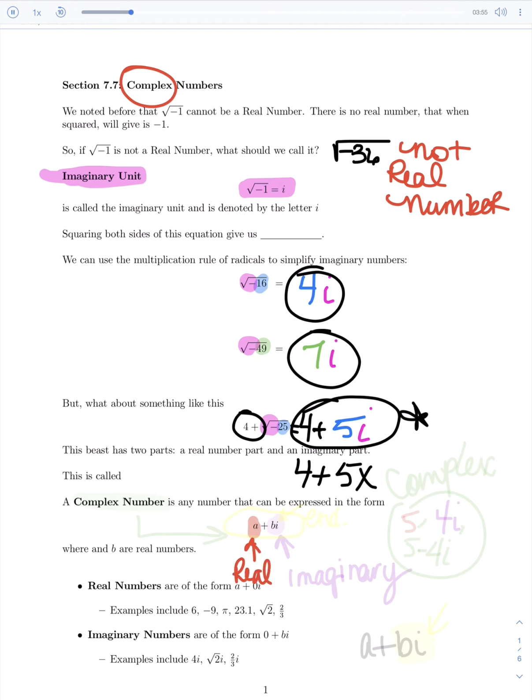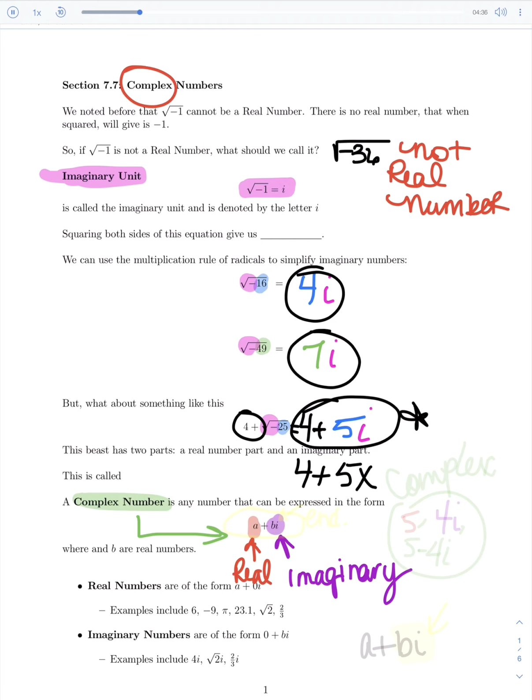And then you have this imaginary part, let's call that bi, at the end. So we've got a real part and an imaginary part. That's what we really think of as a complex number, when you have a real part and an imaginary part. Now, do you have to have both a real part and an imaginary part? Absolutely not. A real number is a complex number. An imaginary number is a complex number.